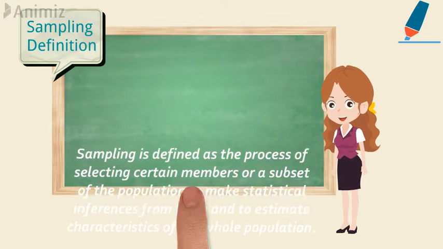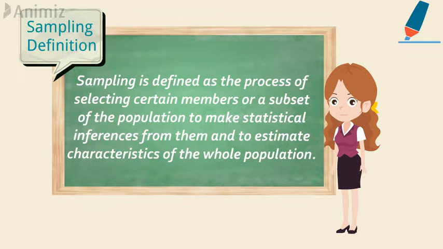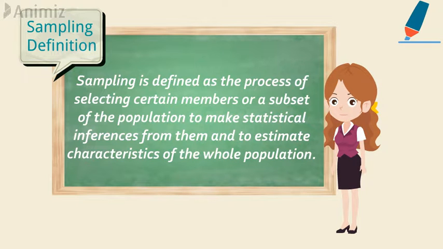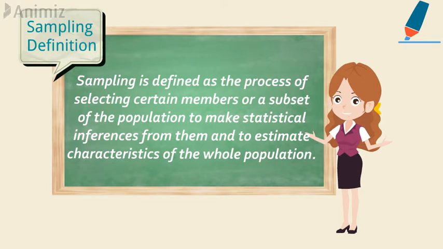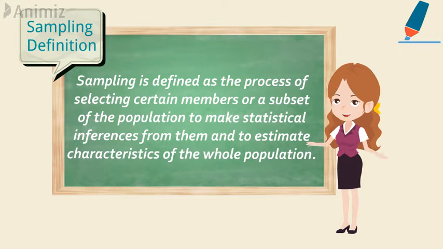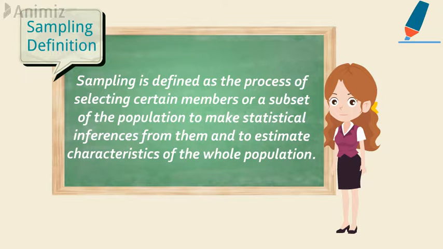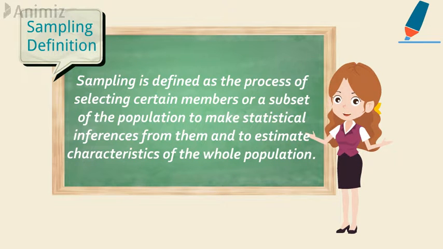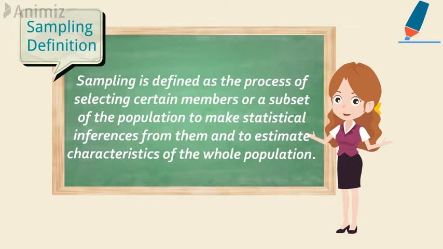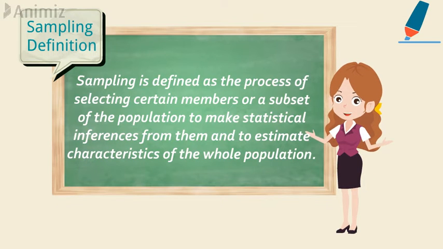Let us first define what is sampling. Sampling is defined as the process of selecting certain members or a subset of the population to make statistical inferences from them and to estimate characteristics of the whole population. So, it is the process of choosing a representative portion of the entire population, an integral part of research methodology, and also it involves selecting a group of people, events, behaviors, or other elements with which to conduct a study.